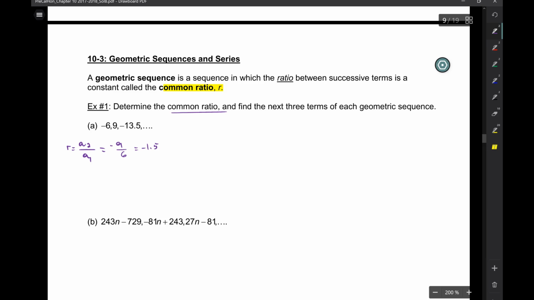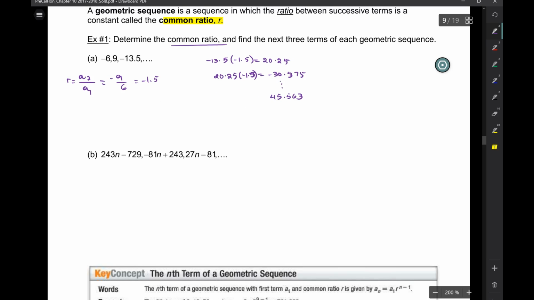And if we wanted to find the next three terms, we're just going to take each of the terms and multiply by negative 1.5. So I get 20.25, and then do that again. Negative 30.375. Right? 45.563. So those are the next three terms.